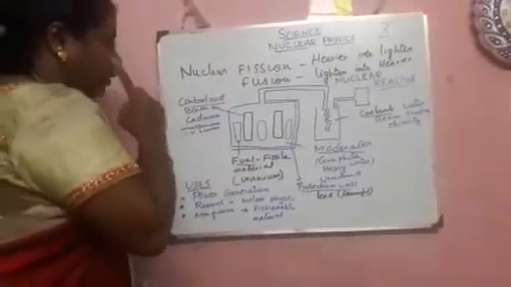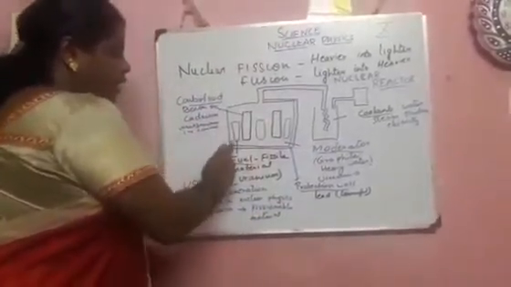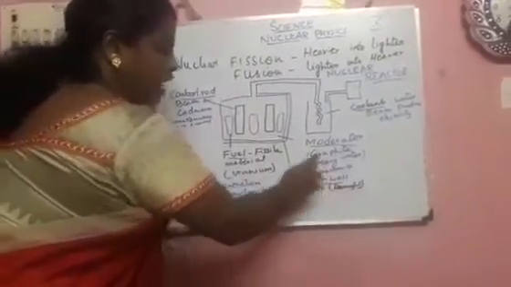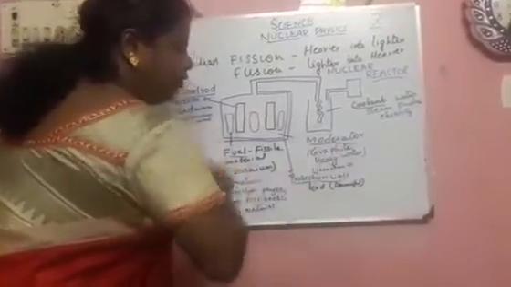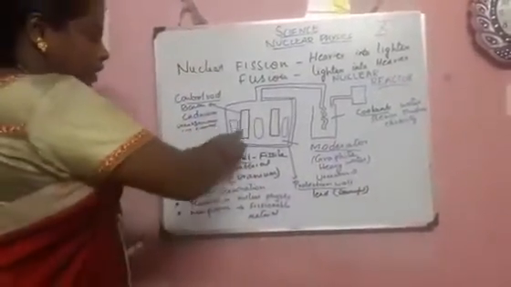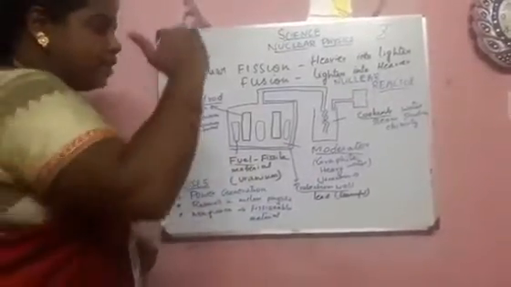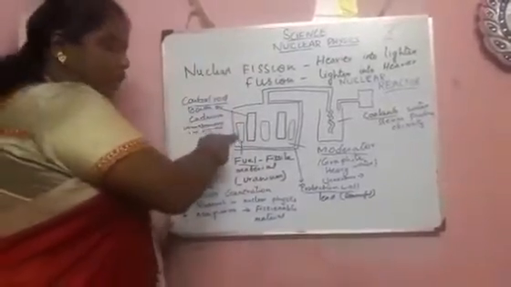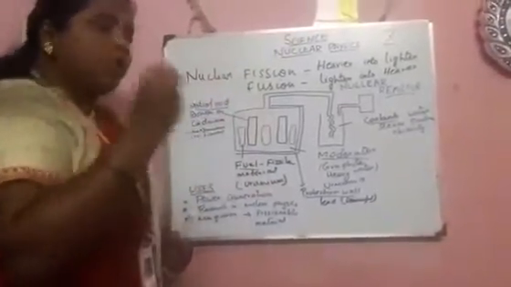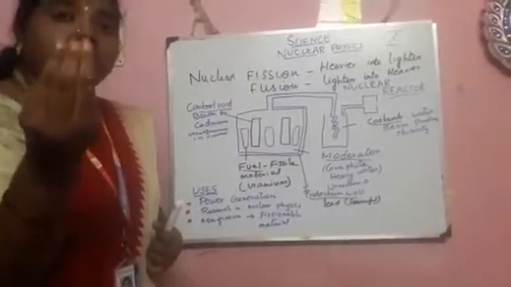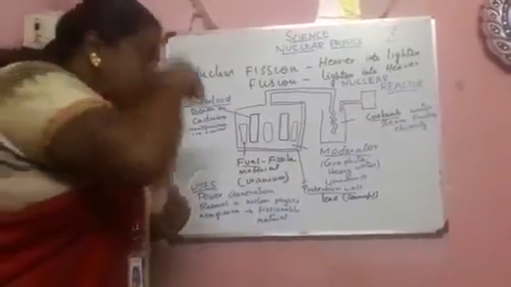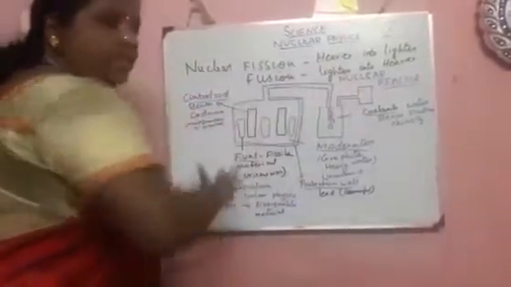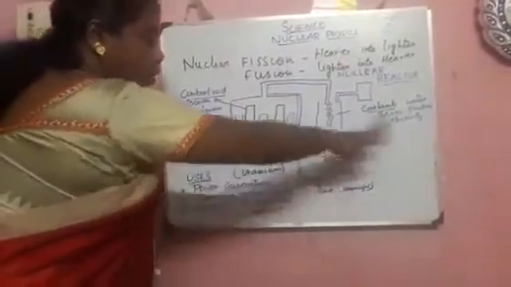Okay, and the next one, moderator. Here moderators usually are graphite or heavy water. The moderator slows down the process. The fuel is made up of fuel rods, made up of uranium. When a neutron attaches to the uranium, if it happens in a fast process, then the electricity is produced. It is controlled by the moderator only.